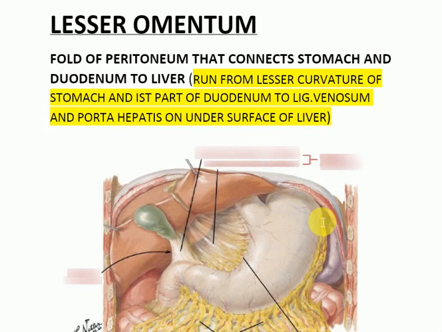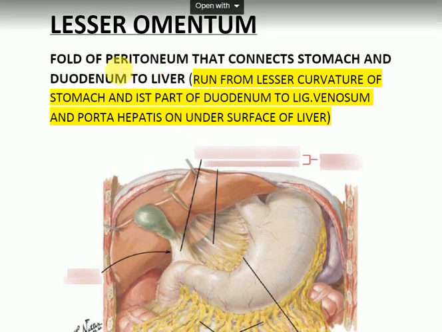Today's topic is lesser omentum, and it should not be confused with the lesser sac, which is a different thing. Lesser sac is actually an abdominal cavity formed by the lesser and greater omentum, and they are connected through epiploic foramen or foramen of Winslow. Lesser omentum is something different.